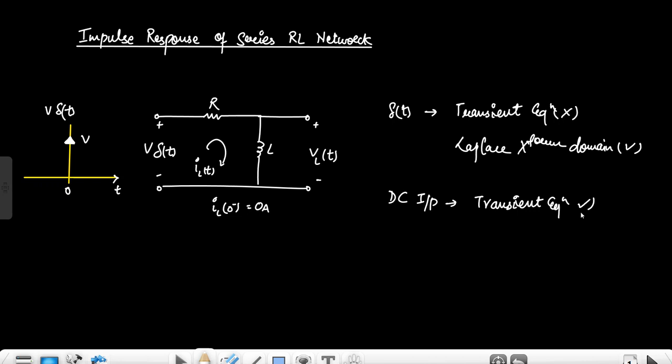Also, the transient equation is not valid for the ramp input, or for the exponential input, or similarly for the sinusoidal input. For these kinds of inputs, we have to go with the Laplace transform domain. So let's draw the Laplace transform domain of the circuit.